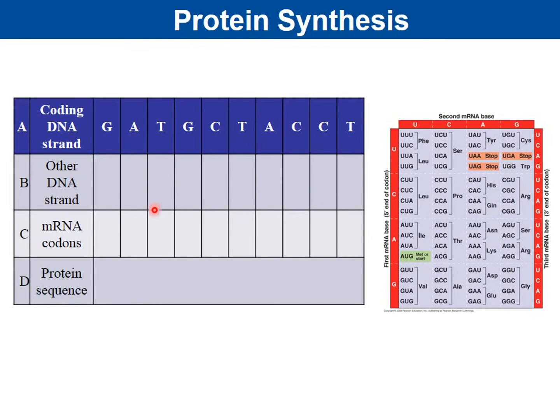So if this is an A, it's going to pair with a U. Notice what you're starting to have as you go down this mRNA. You'll notice that the mRNA is exactly the same as the coding strand. Remember that the only difference is wherever there's a T, you're going to put a U. So this would be G, A, U, G, C, U, A, C, C, U.